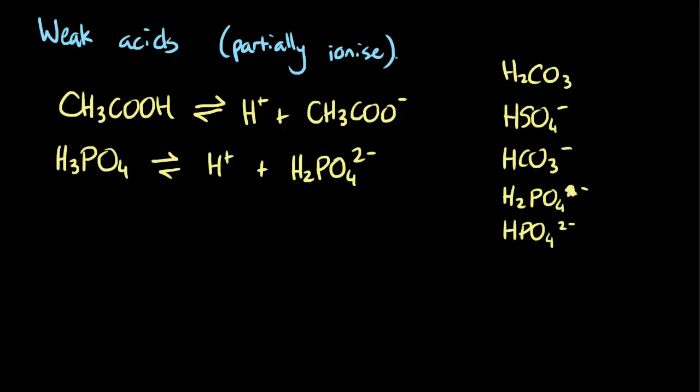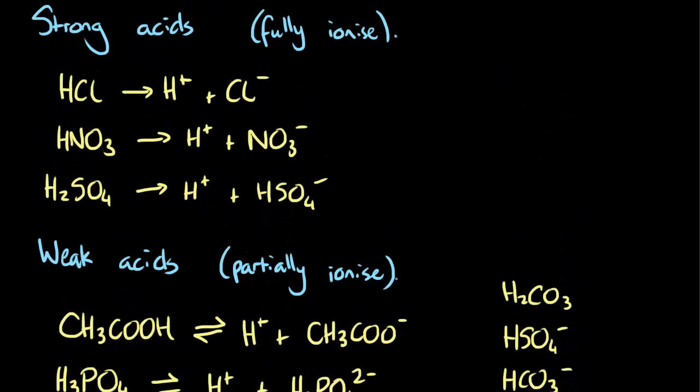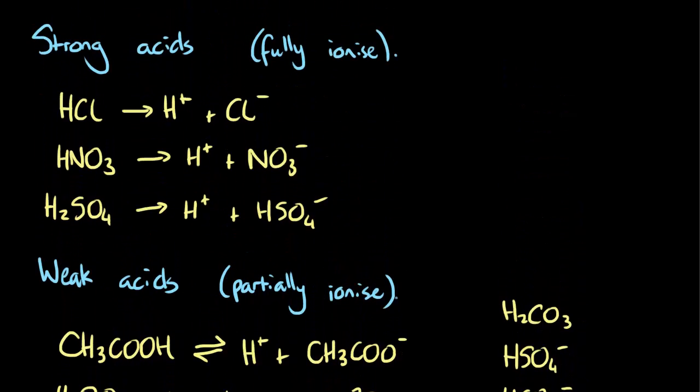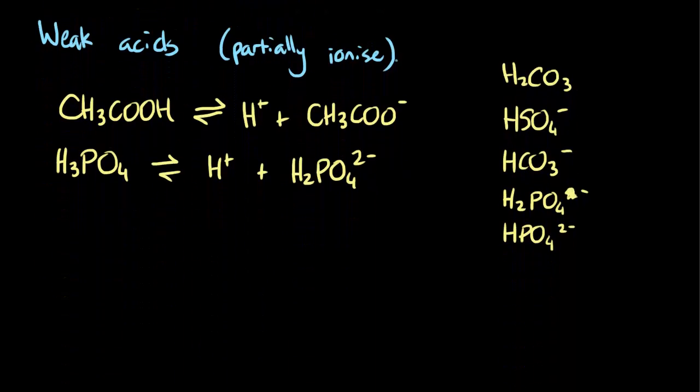The easy way to remember what is a weak acid, though, is to remember the strong acids, and the weak acids are the ones which are not strong. Because these are reversible reactions, don't forget it includes a double direction arrow.